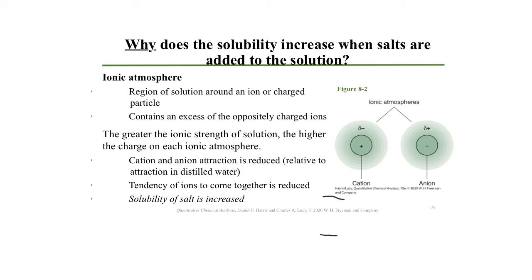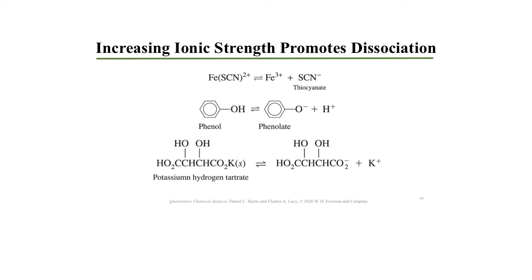It has to do with this ionic atmosphere, okay? There are charged particles in solution already, and then there's an excess of oppositely charged particles creating some attraction. So the greater the ionic strength of the solution, the higher the charge in each ionic atmosphere, which means there's further attraction relative to just distilled water. And so the ions don't come together as much, because they have all that charge in solution. Look at it from the other direction: it promotes dissociation.